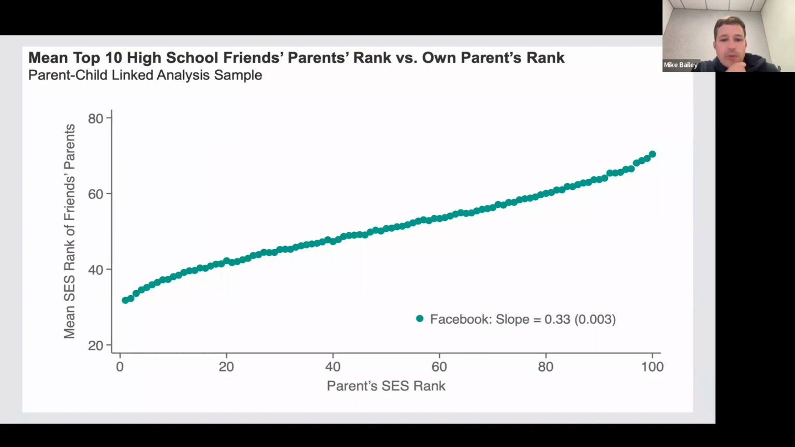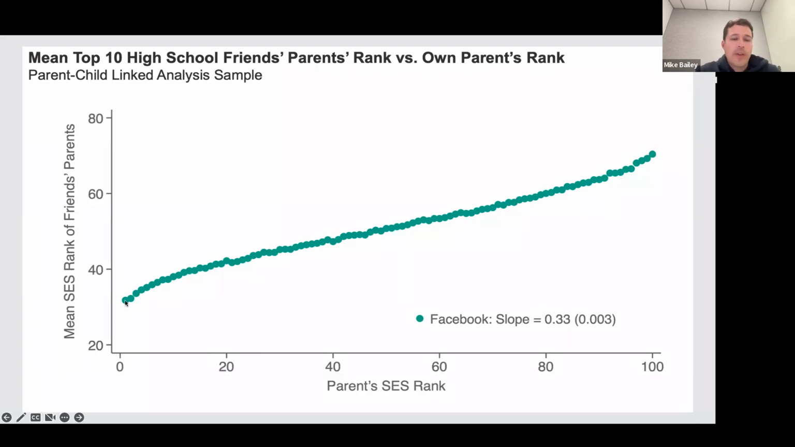What we found is that for teenagers, there still is segregation by income. The slope is about 0.3, so about one third. It's not as extreme as the one half we found earlier, but it still is pretty homophilous by income. For the teenagers in the top percentile, their friends' parents on average are at about the 72nd percentile.